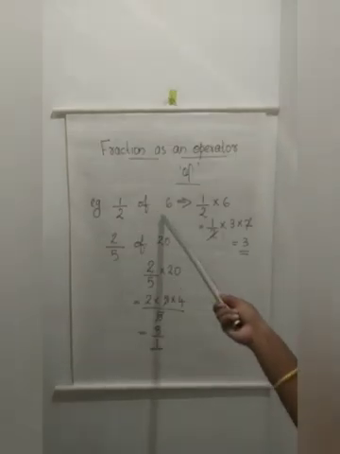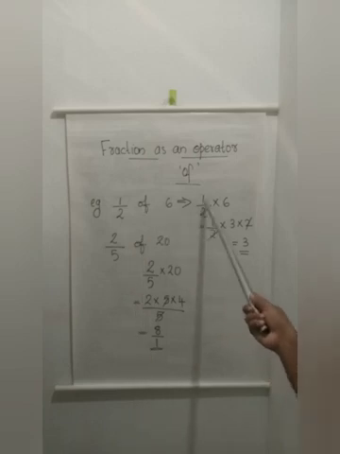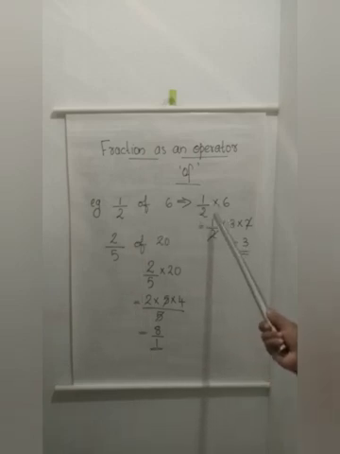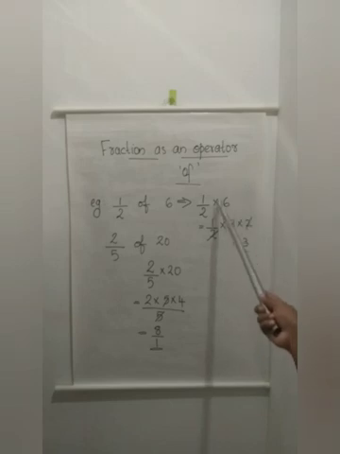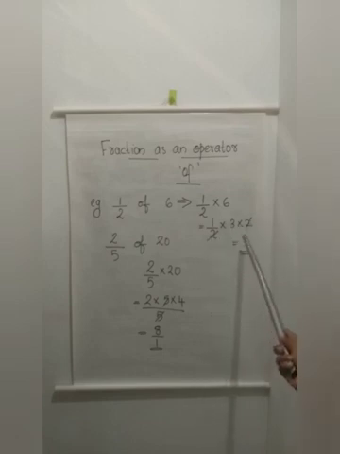What is half of 6? Half of 6 means half into 6. Now our normal multiplication. Multiplying, we can write 6 as 3 into 2. So half into 3 into 2, means 2 is common here. Cancelling 2, we are getting 3.